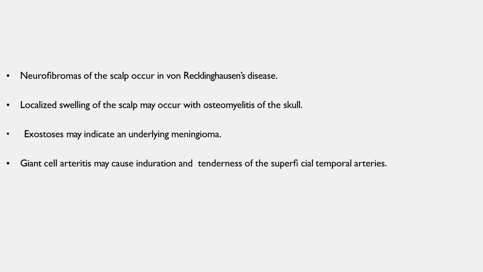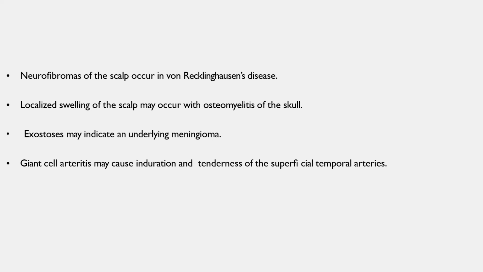Neurofibromas you can also palpate, as well as localized swelling and osteomyelitis, that is frontal bone involvement most commonly seen in tuberculosis, also called Pott's puffy tumor. By palpating these structures, you can make out the diagnosis. And bony lesions like exostosis, meningiomas, that also indicates meningiomas. And by palpating the superficial temporal artery in giant cell arteritis, you can diagnose giant cell arteritis.